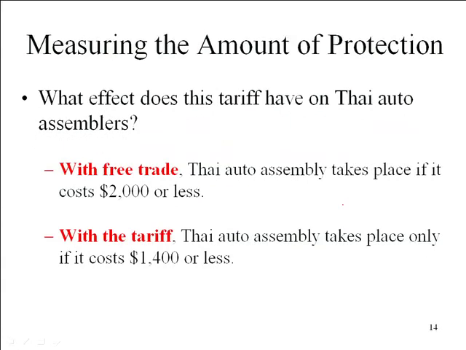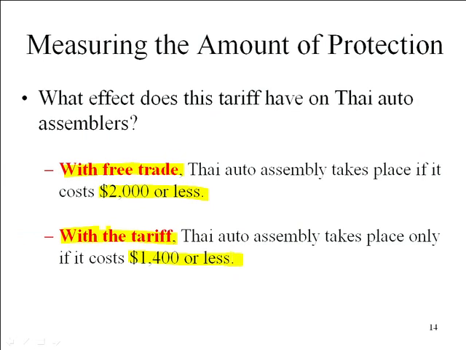But now we also want to ask ourselves, what happens to the auto assembly industry? Notice that in the auto assembly industry, with free trade, we're going to assemble cars as long as we can do it for under $2,000. But with the tariff, now we have to make sure that assembly can be done for under $1,400. Right? As an assembler, I've got to pay that extra $600, that extra 10% on the parts.